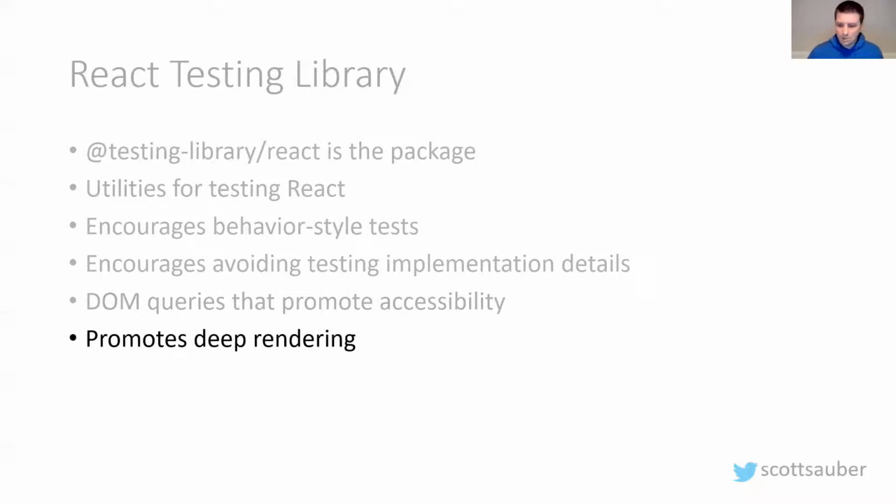And React Testing Library promotes something called deep rendering. Deep rendering is the opposite of shallow rendering. Shallow rendering means, let's say you have a parent component and a child component. With shallow rendering, you would only render the parent component's contents, not the child component's contents. So in the shallow rendering case, if a tag is called child component, it'll just render a tag that says child component. Whereas with deep rendering, it will actually render the contents of that child component. So it'll not only render the parent component, but it'll also render the child component.